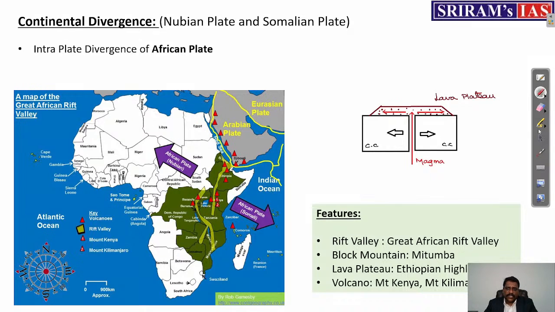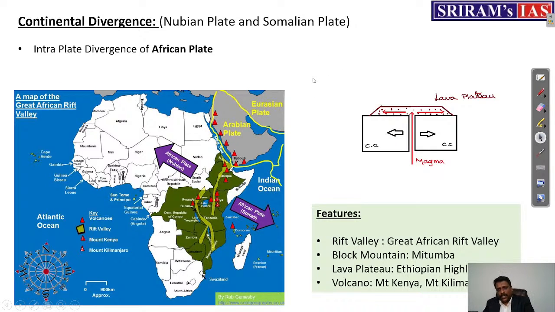And let me tell you, my dear friends, when I talk about volcanoes, earthquakes are universal. Where we have a plate boundary, earthquakes are eventual. If you have a plate boundary, volcanic activity is common. One exception is there. What is that exception? I'll tell you. Okay. So this intraplate divergence of Africa, I feel it is important. Somewhere I felt the internal structure of the earth, particularly Gutenberg's and Lehmann's discontinuity, is important. Similarly, this Nubian plate and Somalian plate also, I feel, are important.